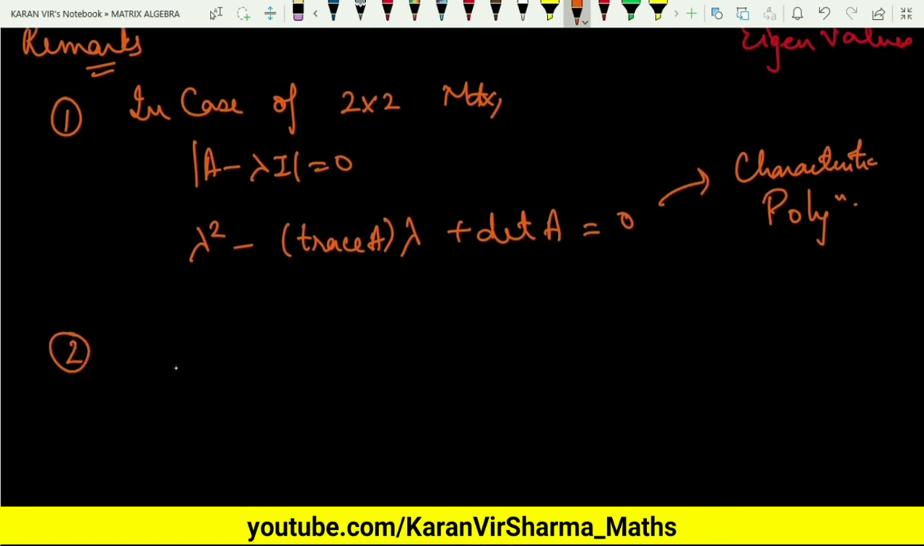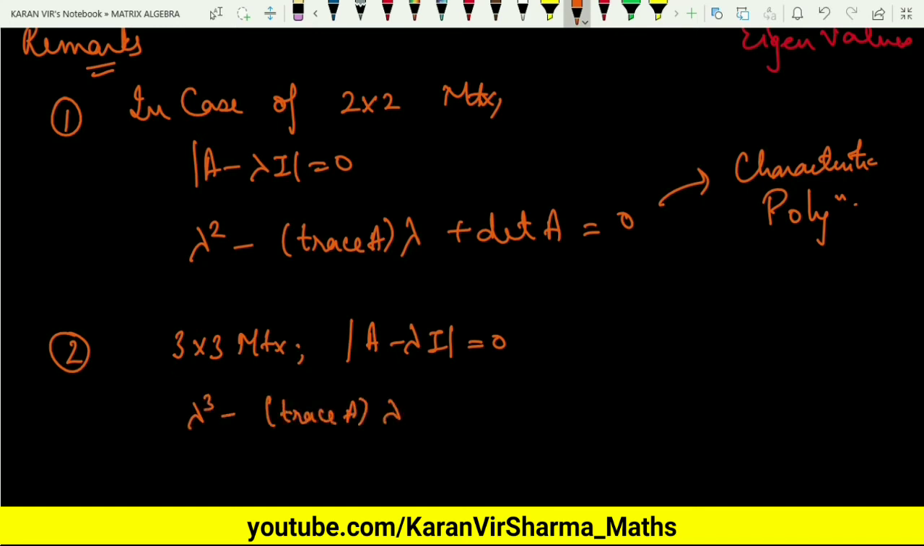A similar result can be formed for a 3 cross 3 matrix. In case we have a 3 cross 3 matrix and we substitute A minus lambda I equals 0, the characteristic polynomial which is formed is lambda cube minus trace of A into lambda square plus the trace of adjoint A into lambda, and similarly minus the determinant of A equals 0. So that is the characteristic polynomial in case of a 3 cross 3 system.